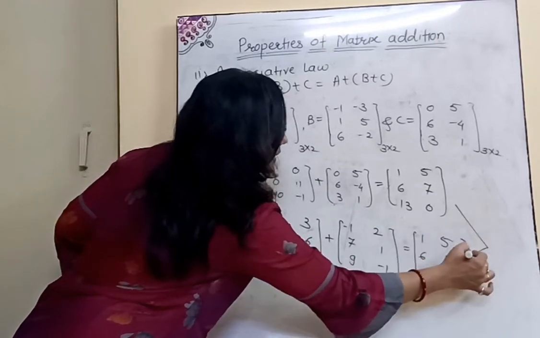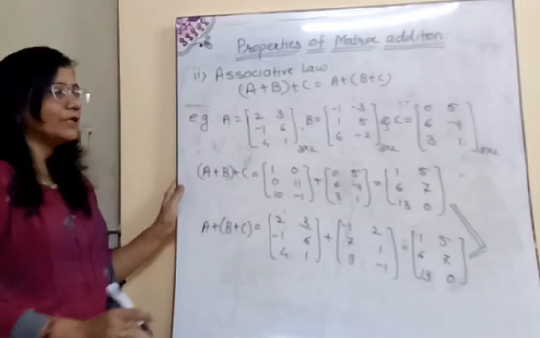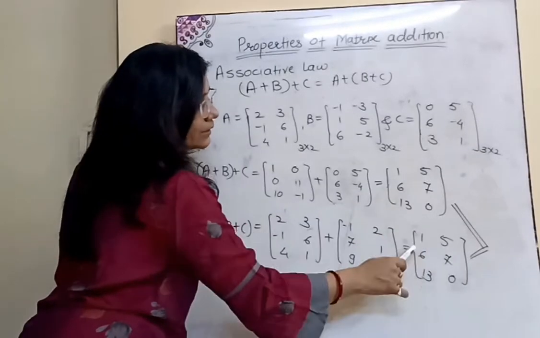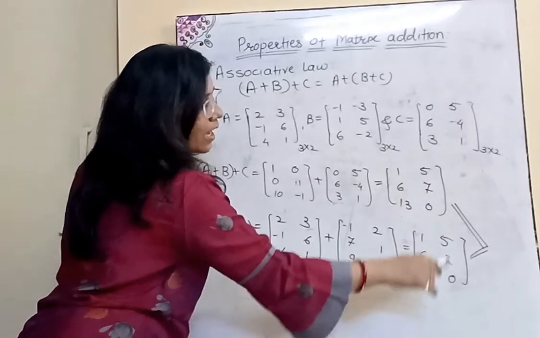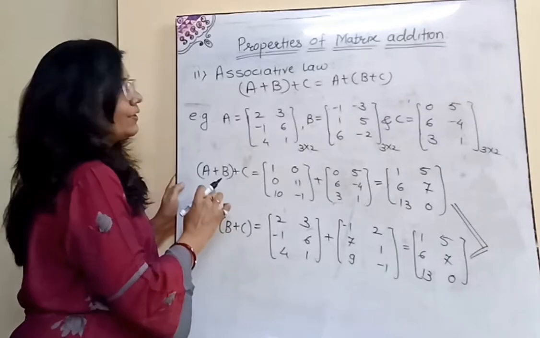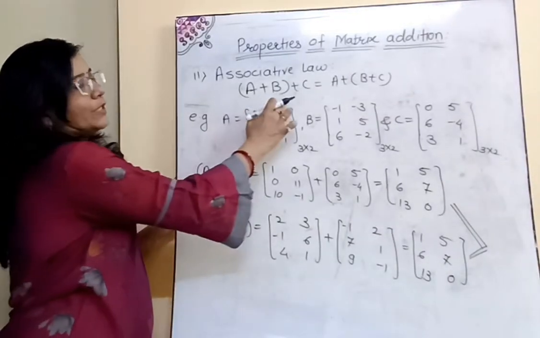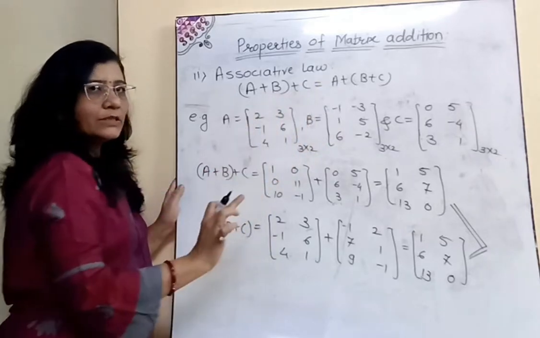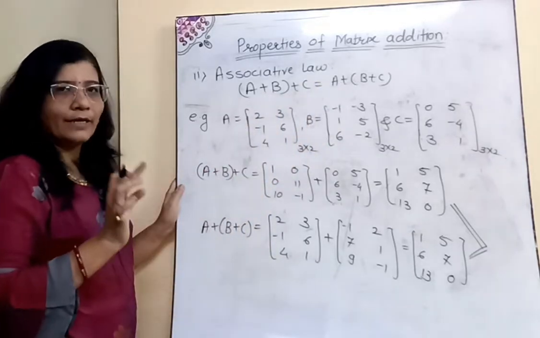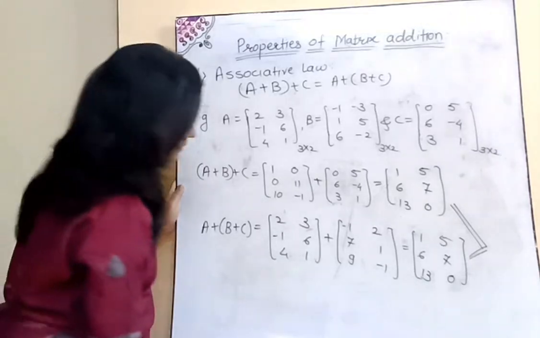Now, if we see these two matrices, both the matrices are equal. That is, all the entries are the same. And so, we can say matrix addition is associative. So, (A + B) + C is equal to A + (B + C), provided all the three matrices have the same order.